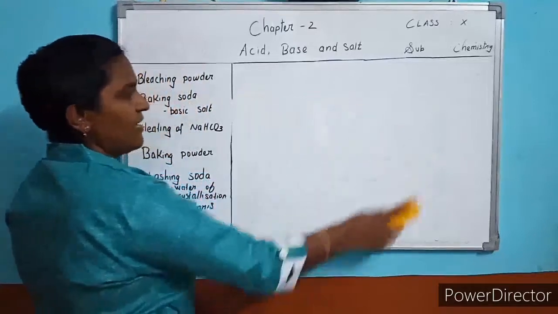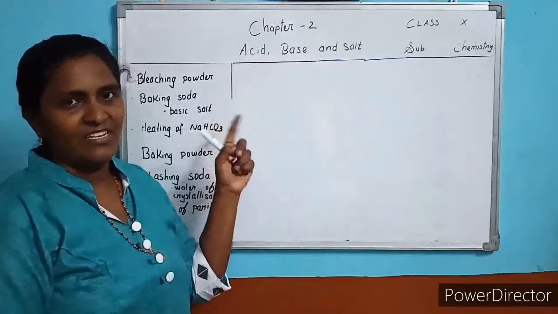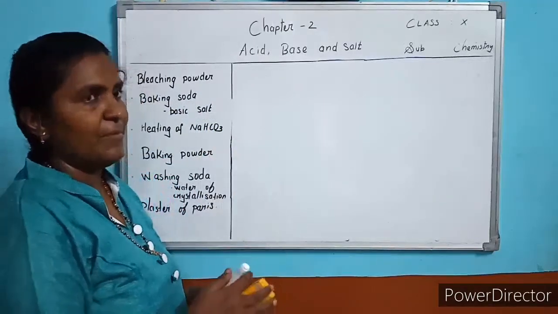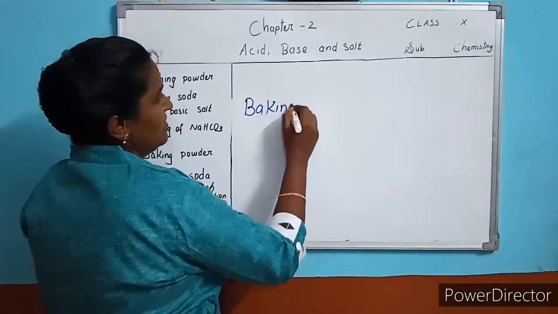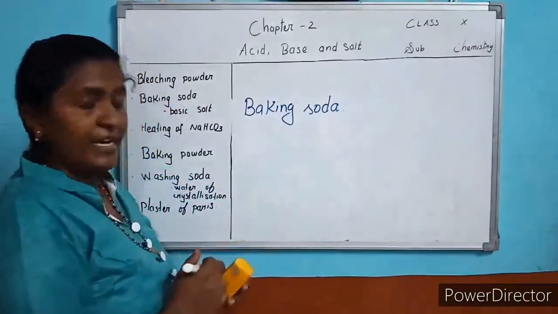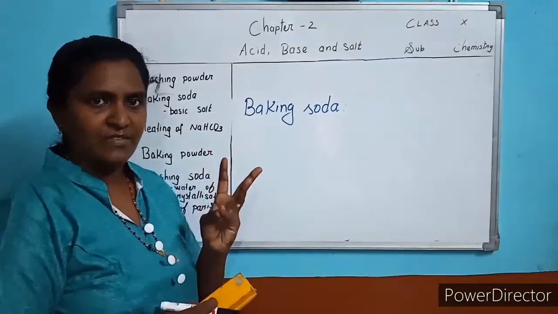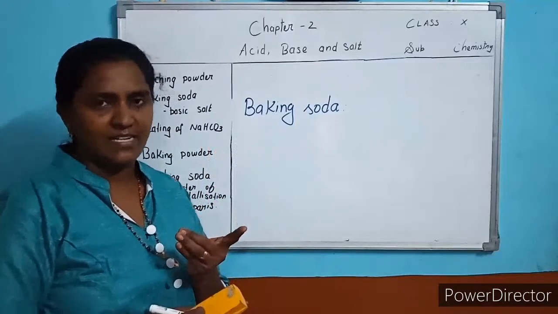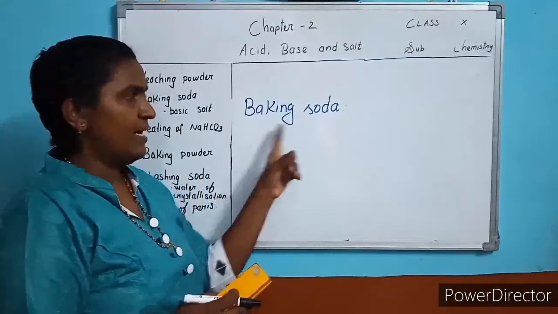What is the next topic? Baking soda, which we use at home. In the preparation of cakes or so many things, we are using this salt. What is the name of the salt? Baking soda. This baking soda is prepared from brine solution with ammonia gas and carbon dioxide gas. Okay, by adding these three, we are getting baking soda.